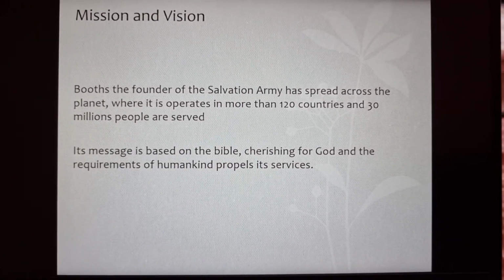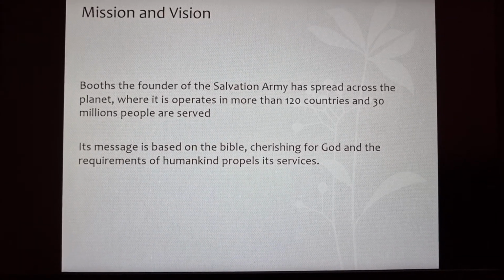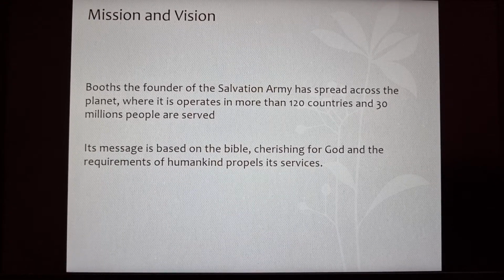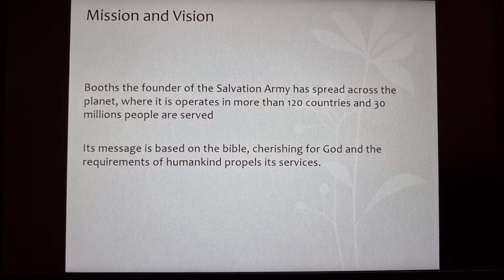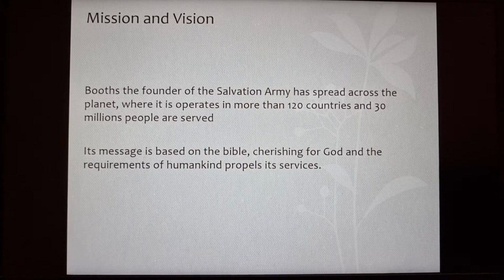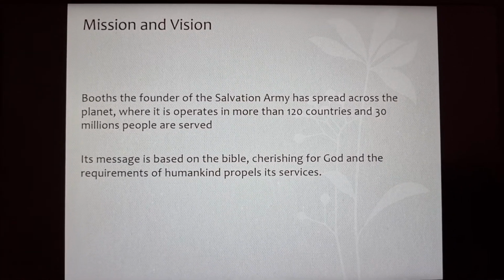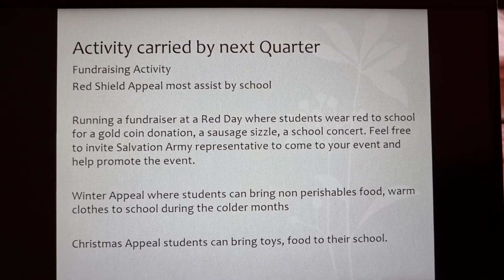Its message is based on the Bible, and cherishing God and the requirements of humankind propels its service. That is the main message of the Salvation Army, and it's based on the Bible.